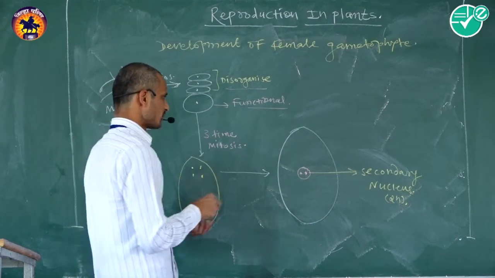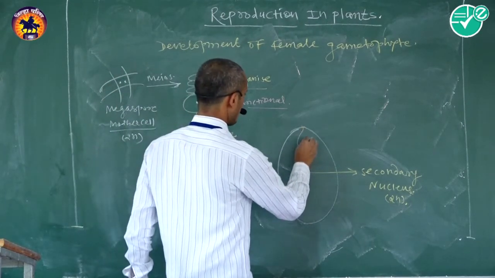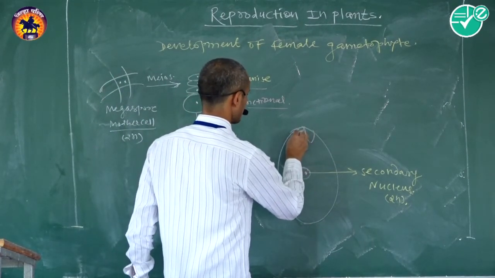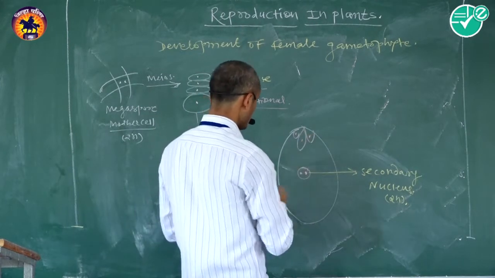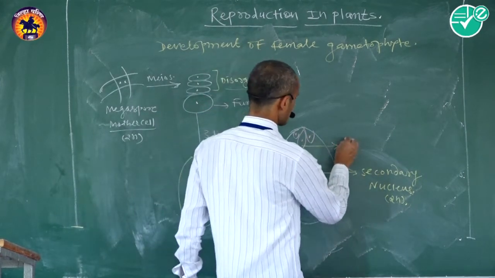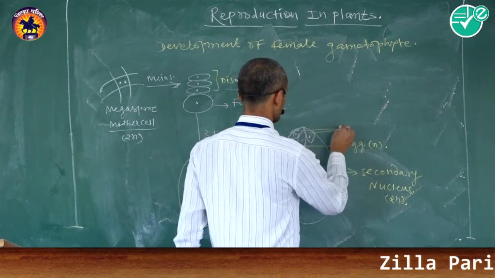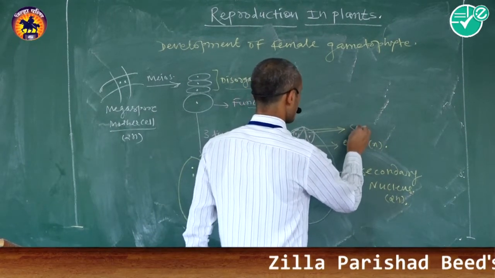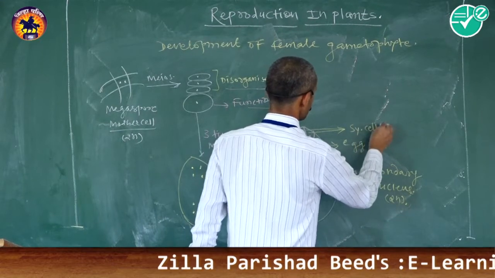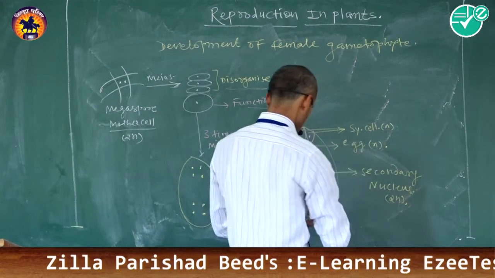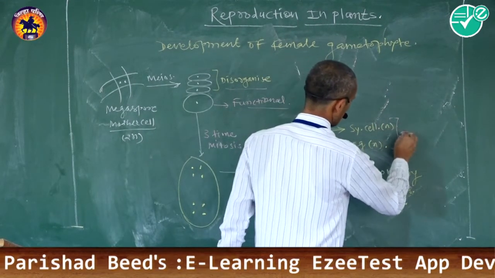3 cells remain at the micropylar end. They will form the egg apparatus. The egg apparatus consists of 2 types of cells. The middle larger cell is called the egg cell, and the lateral 2 cells are called synergid cells. That is the egg apparatus.